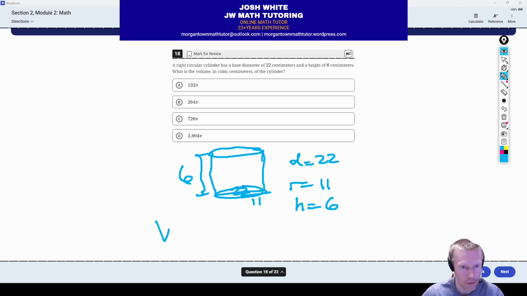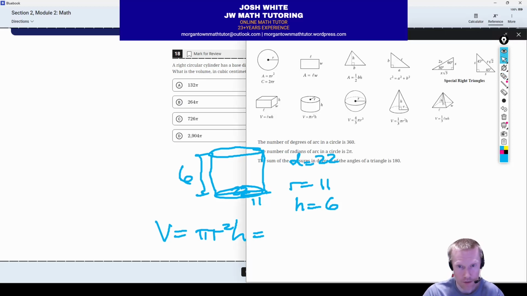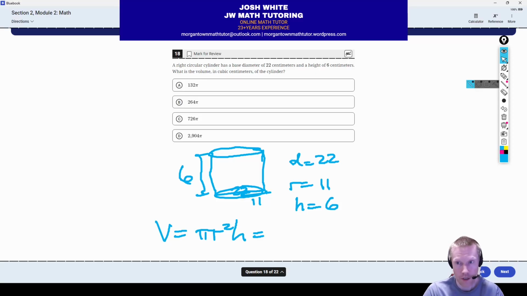So now we just need the formula for volume of a cylinder. It's pi r squared h. One thing to mention, if you do not remember it, it is right here on the reference sheet. Here's the cylinder. Volume is pi r squared h. So you can just go there and double check it.